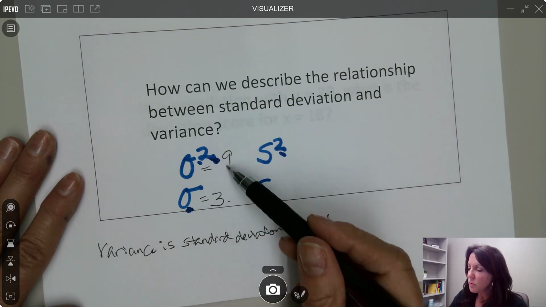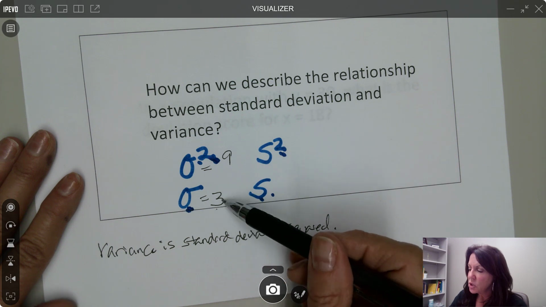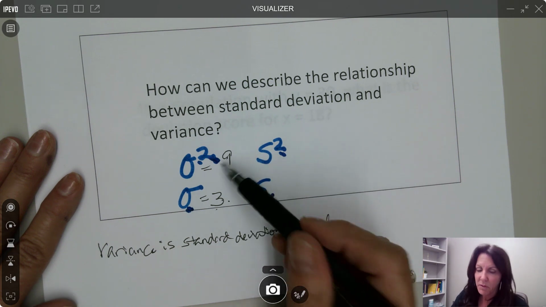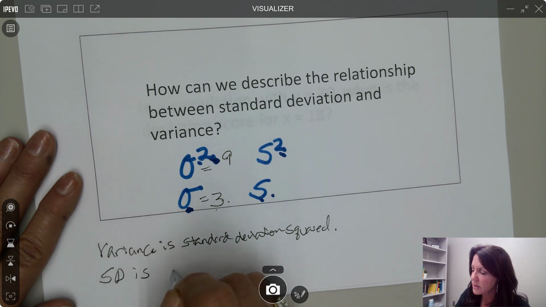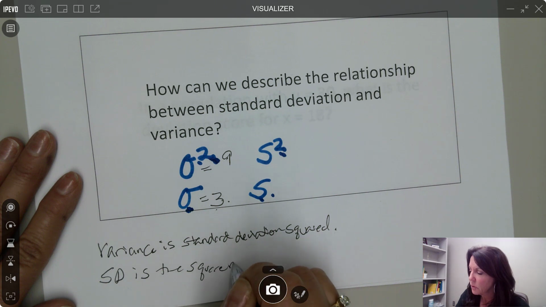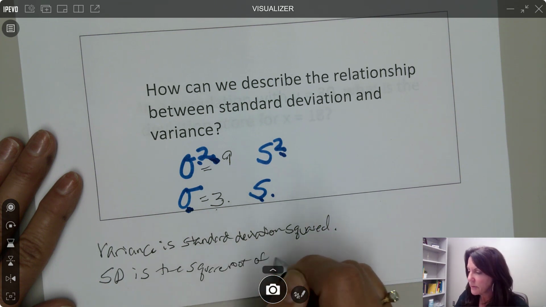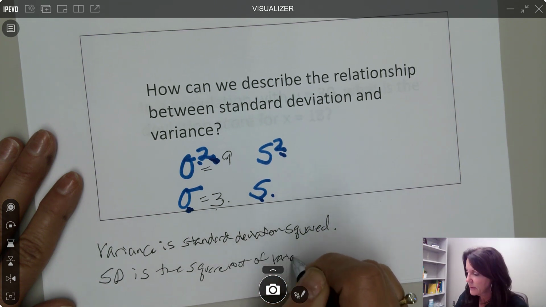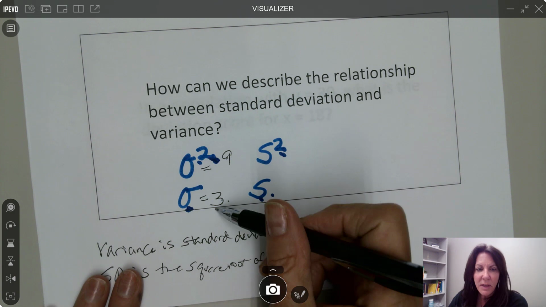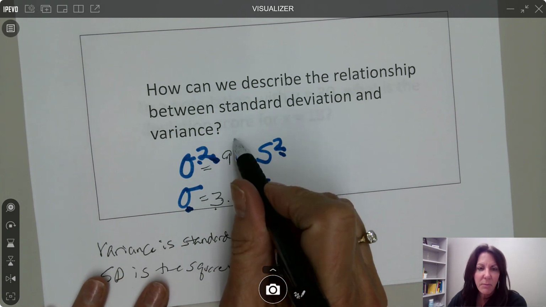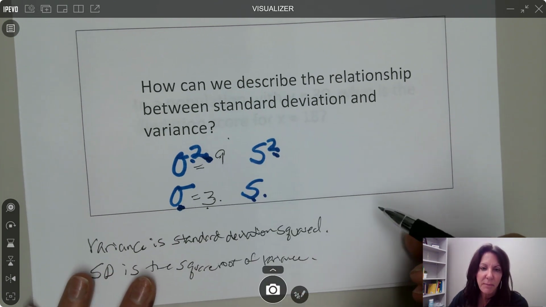But I can also just reverse that and say standard deviation is the square root of the variance. So I'm going to abbreviate here. Standard deviation is the square root of variance. Okay, so this is the relationship. You can toggle back and forth. If you know one of these things, you can figure out the other if you know the relationship between them.